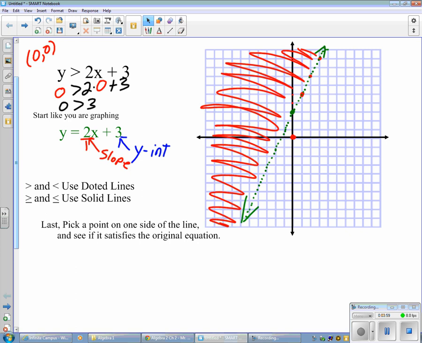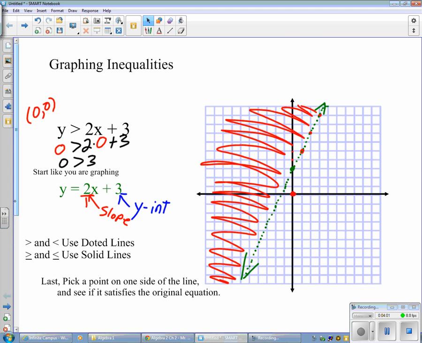So that's all you need to know when it comes to graphing inequalities. First, treat it like it's an equal sign, but then check, is it a solid line or dotted line? If there's an equal bar at the bottom, then it's a solid line. If not, if it's just a plain old less than or greater than sign, it's a dotted line. Then last, pick any point not on your line and see, does it satisfy the equation? If it does, shade that side. If it doesn't, shade the other side.